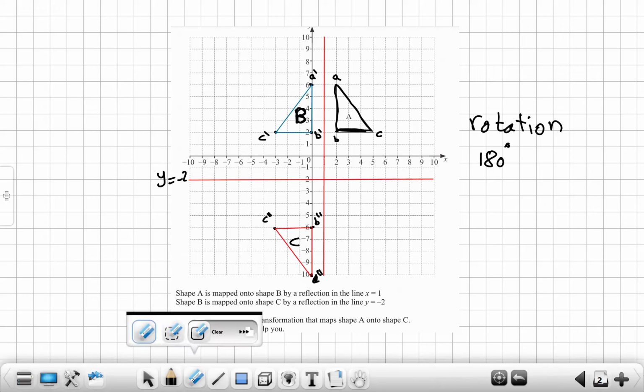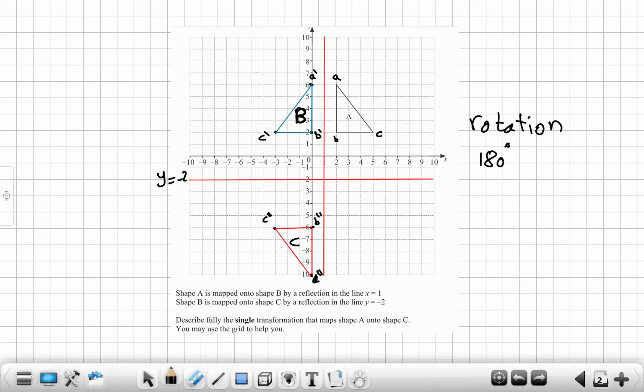Some people might recognize it just by looking at it. If you can't, then use your tracing paper and you will find out that it is 180 degrees. With a 180 degrees rotation, it is very easy actually to find the center of rotation, and this works only with 180 degrees rotation. The center of rotation here is going to be as follows.